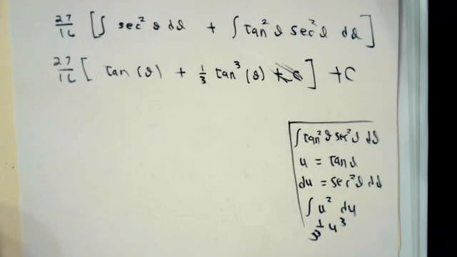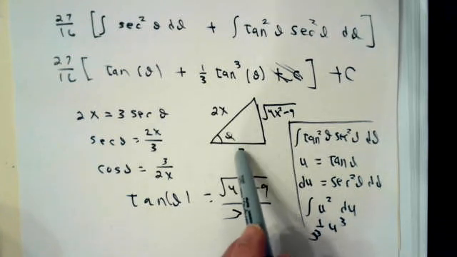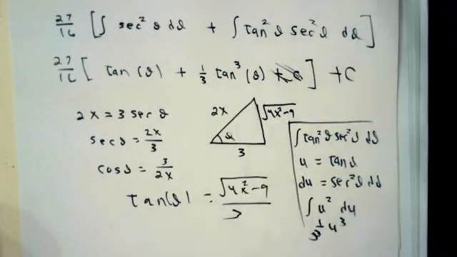The only remaining issue is to convert the tangent of theta back into things involving x. Our substitution was 2x equals 3 secant theta, which says that secant of theta is 2x over 3. Expressing that in a more familiar way, cosine theta is 3 over 2x. So I'll draw my right triangle picture again. I want adjacent over hypotenuse to be 3 over 2x. So I'll make the adjacent 3 and the hypotenuse 2x. That'll do it.